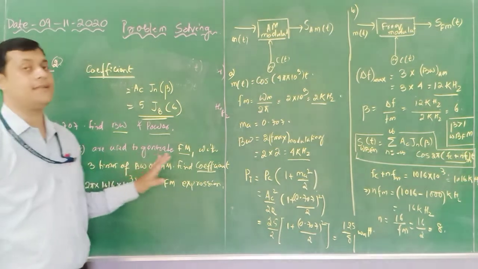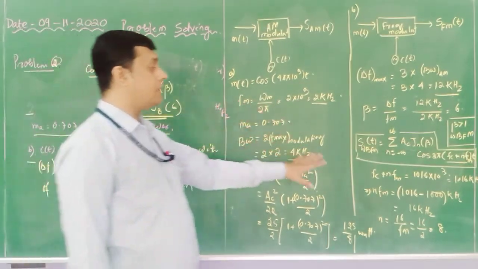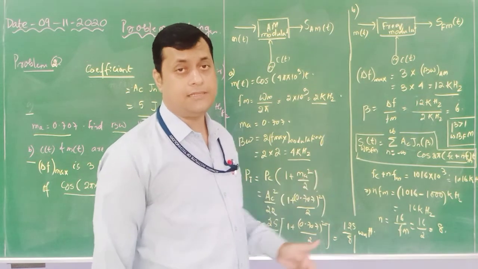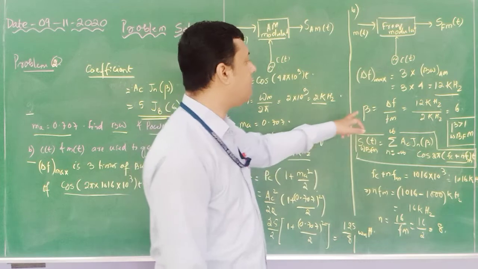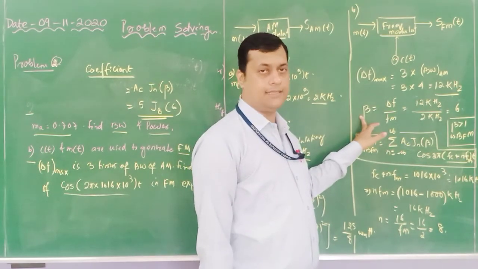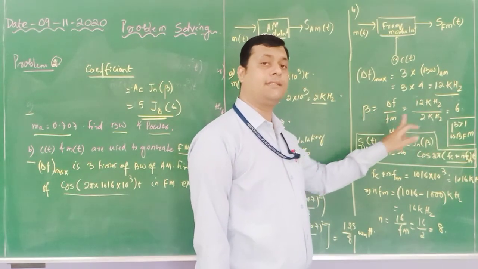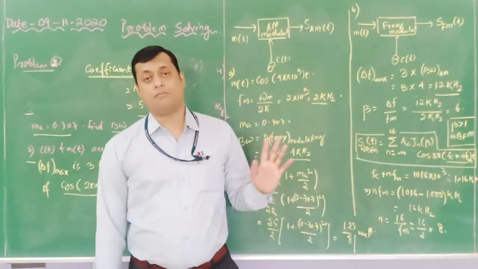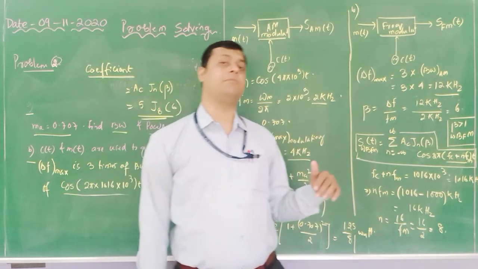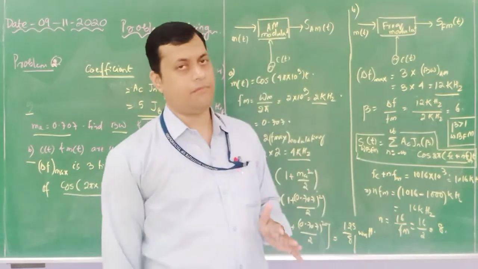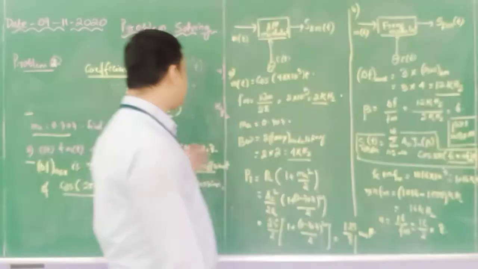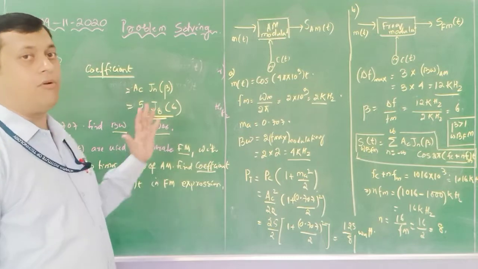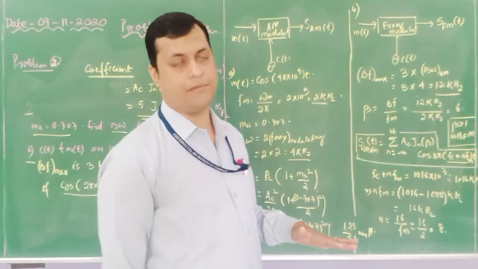If these sorts of questions come, you need to remember the equation of the WBFM signal. But how do we know whether it is WBFM or NBFM? First you need to calculate the modulation index. If the modulation index is greater than 1, you have to proceed with WBFM. If the modulation index is less than 1, you have to proceed with the NBFM equations. So this is the context through which we can analyze the WBFM signal.